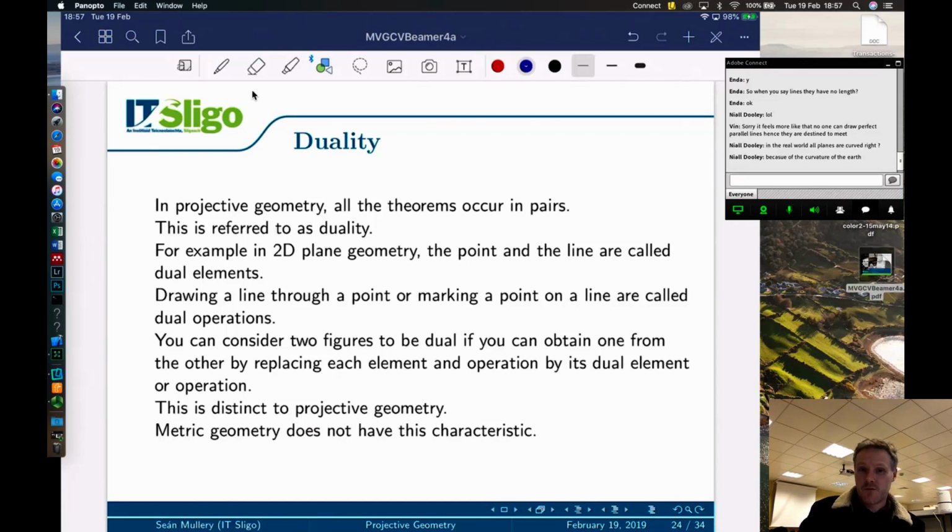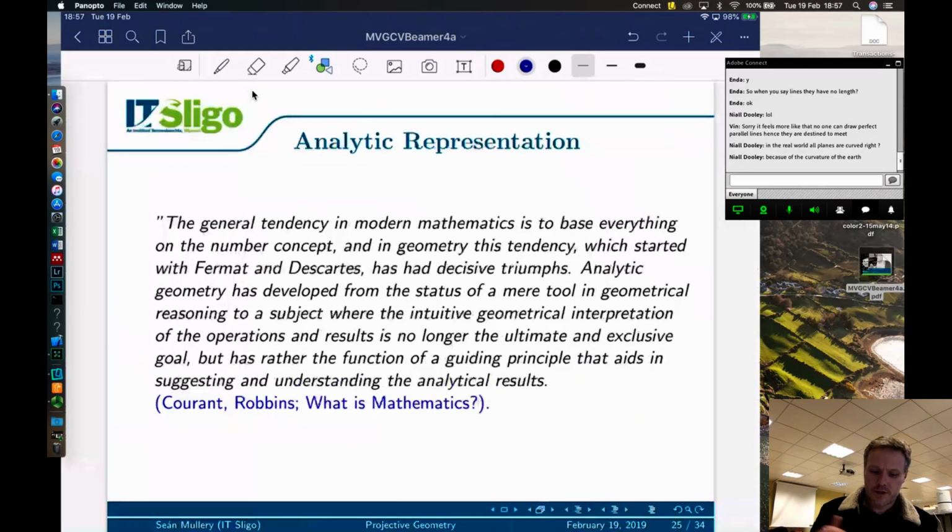You can consider two figures to be dual if you can obtain one from the other by replacing each element and operation by its dual element or operation. This is distinct to projective geometry. Metric geometry, where we have the rigid body motions and all that, does not have this characteristic. So this is something quite interesting, and it's unique to projective geometry, where each theorem is a dual of another one. So you'll nearly always see two that go together.